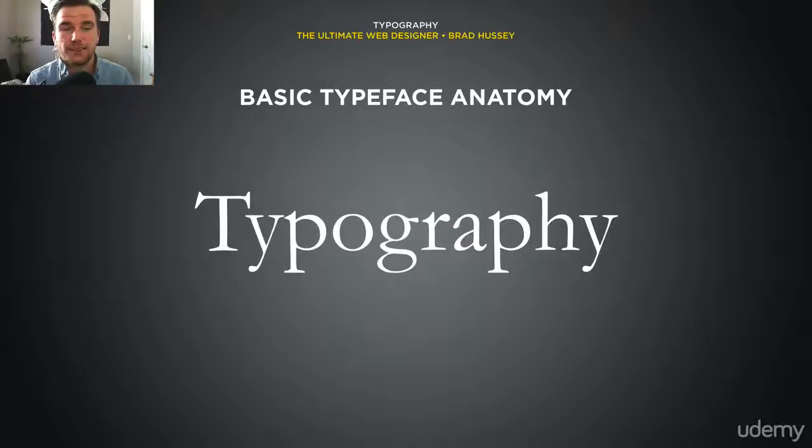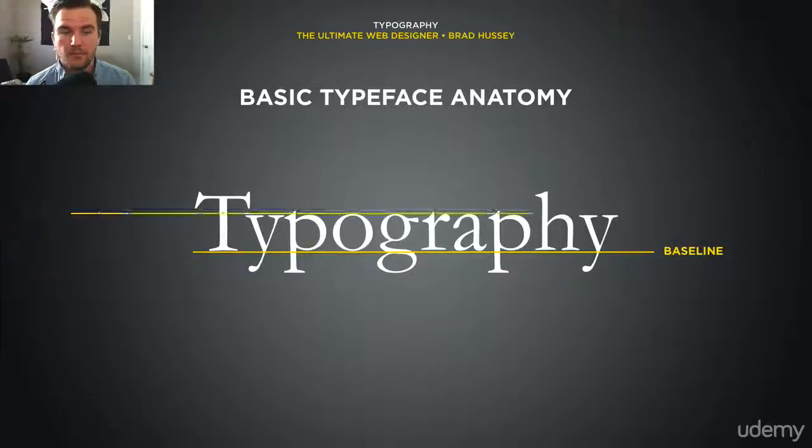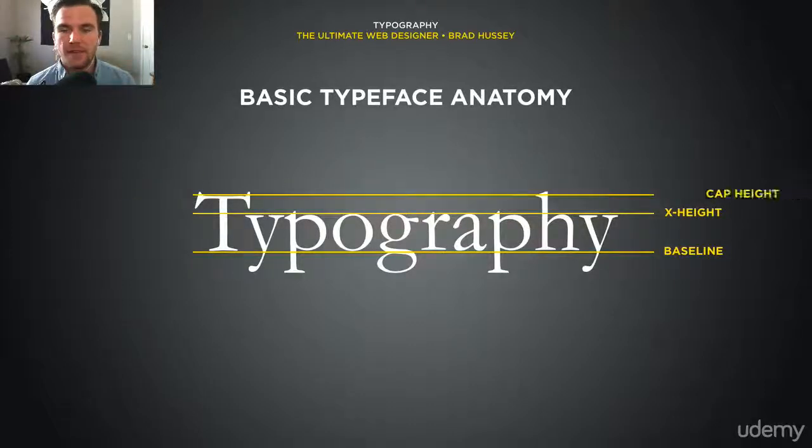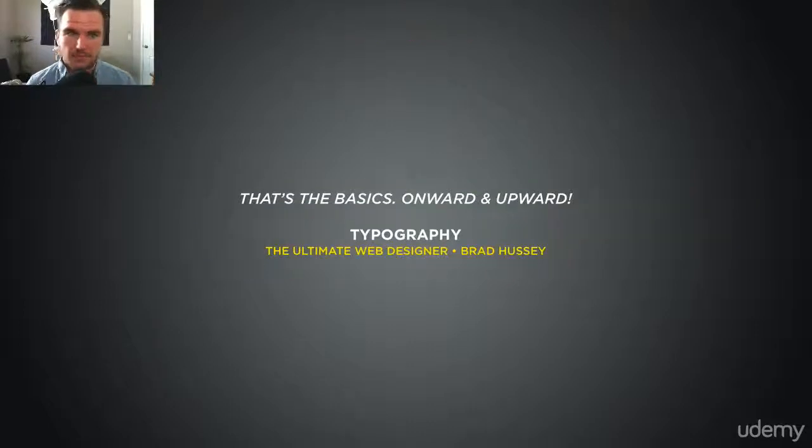Now let's look a little bit at some basic typeface anatomy. So here we have the word "typography" using a serif style font. You could see here, this is called a serif. This is called an ascender. Here we have a descender. This is called the baseline. This is the x-height. And this is the cap height.